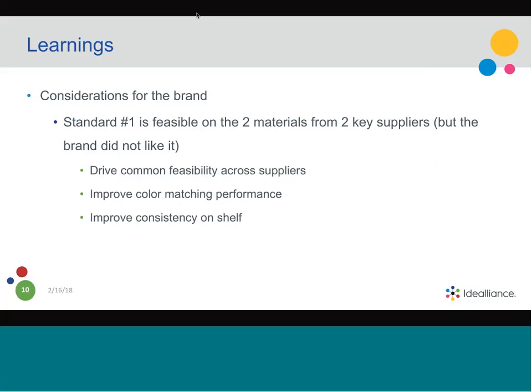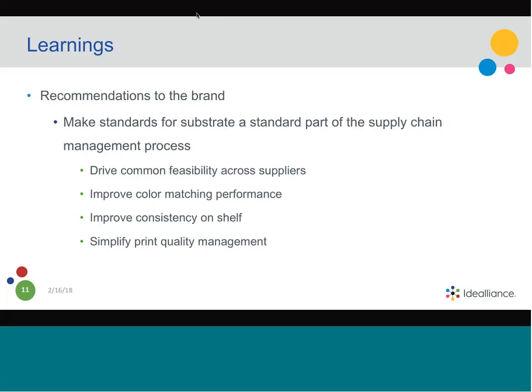So going through this exercise, we came away with some recommendations, right? Our recommendations to the brand were: make the process of selecting a standard part of your supply chain management process. You have to think about this from the beginning and satisfy your design or marketing requirements as well as your commercial requirements. You want to drive feasibility across suppliers, so you want standards that your various suppliers can hit.